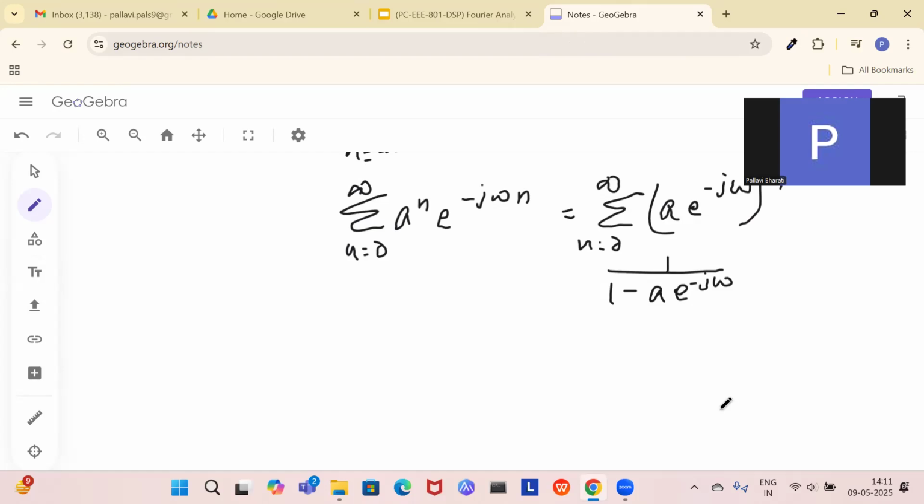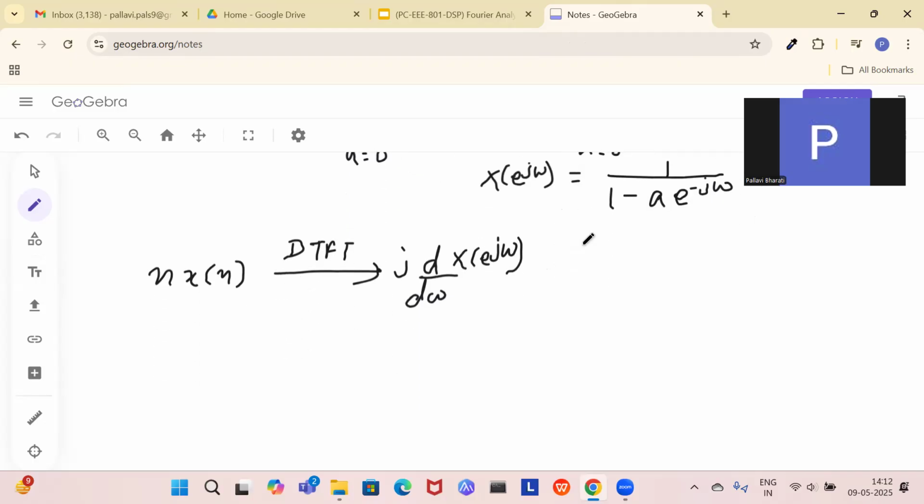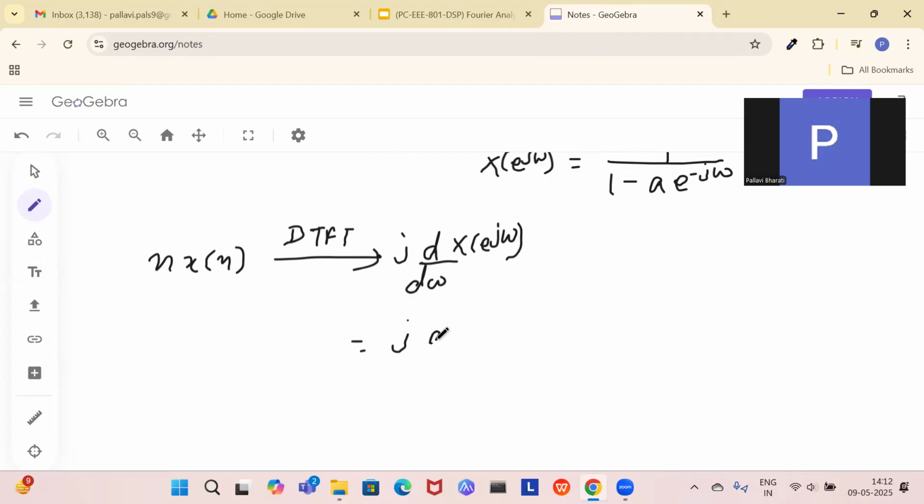Now, since you need to find n times x[n], the DTFT of this is given as j times d by dω of X(e^{jω}). So this one is for us X(e^{jω}), and what we need to do is the differentiation. So it is j times d by dω of 1 by 1 minus a e to the power of minus jω.